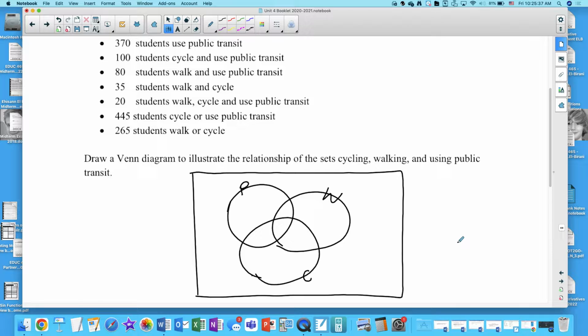So do we know how many students are in the overlap of all 3? Yeah, 20. 20 students walk, cycle, and use public transit. So this is going to be 20. And I can kind of check that off. When I'm doing a Venn diagram that requires a lot of different clues, I like to check them off so that I know, okay, I've used this, so I can just now look at the other ones. Okay? Now, if possible, what would be the next best regions to fill out? Yeah?